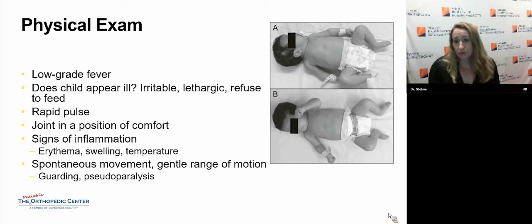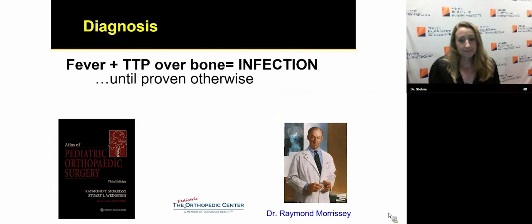So on this child on the right, things that could be causing this pseudoparalysis of the arm could be an infection, there could be a fracture. This child could have a brachial plexus palsy, but infection definitely should be in the differential diagnosis. All right, if a kid has fever and is tender over a bone, it's infection until proven otherwise.